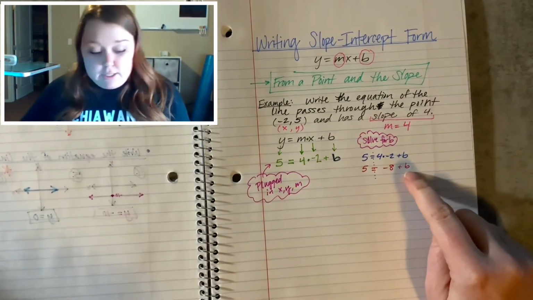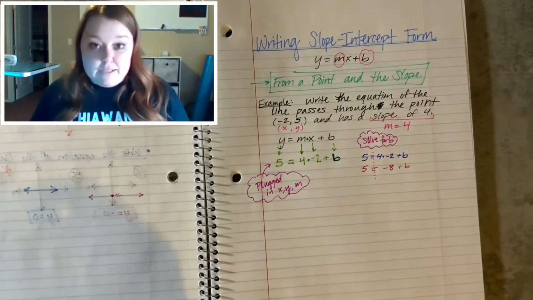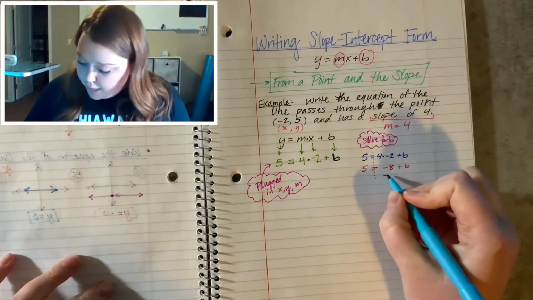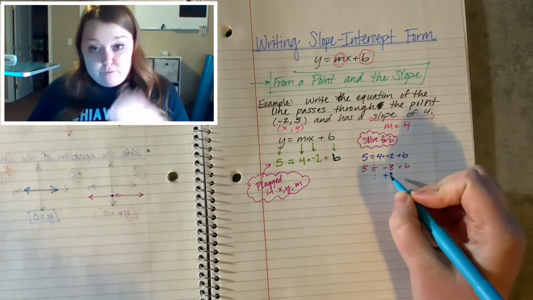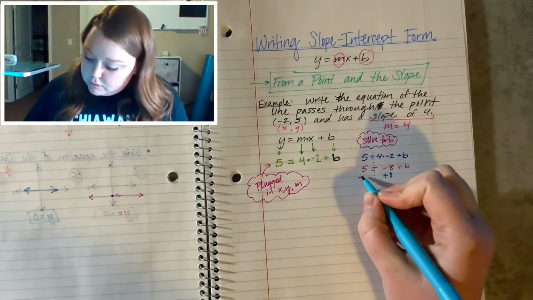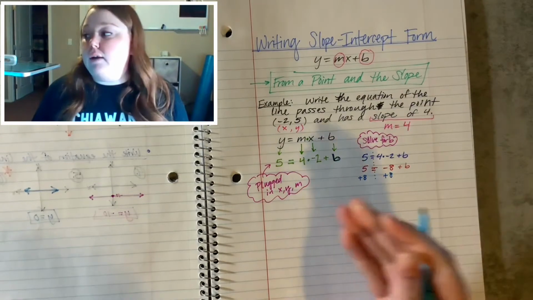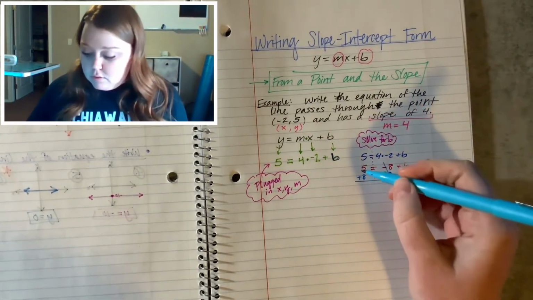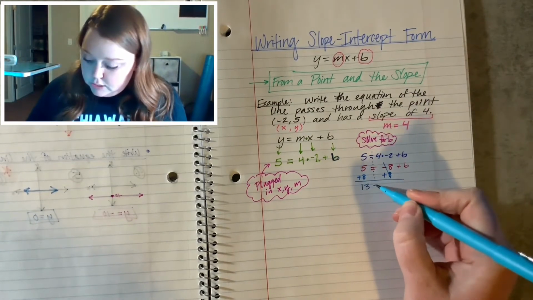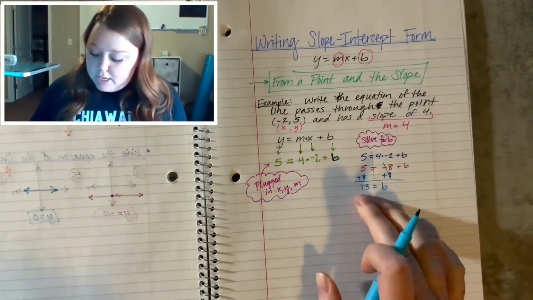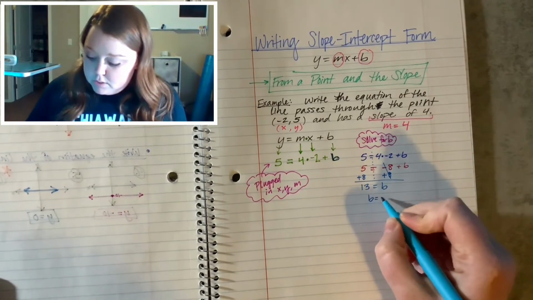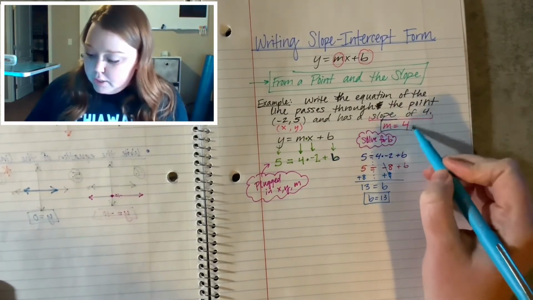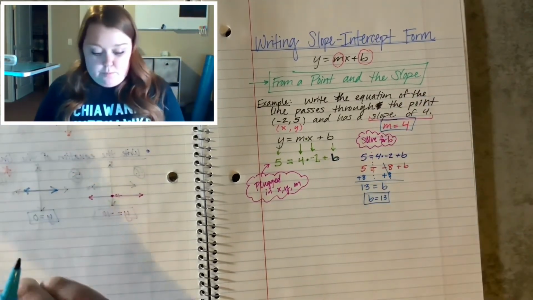So now I'm just going to isolate the variable. I'm going to get rid of this -8. How do I get rid of a negative? Well, I add. I'm going to add 8. Whatever I do to one side, I have to do to the other. So I add 8 on both sides of the equation. -8 plus 8 cancels. 5 plus 8 is 13. Drop down the b, and I get 13 equals b. So what does that mean? Well, b is equal to 13. Okay. We already knew what m was. Now we know what b was.